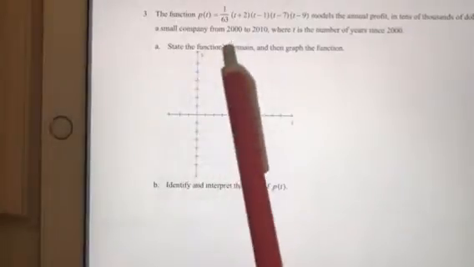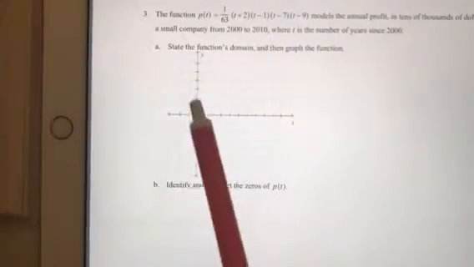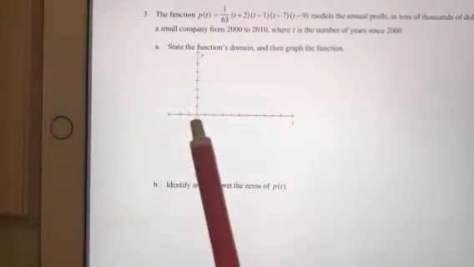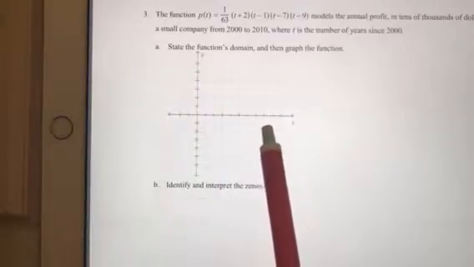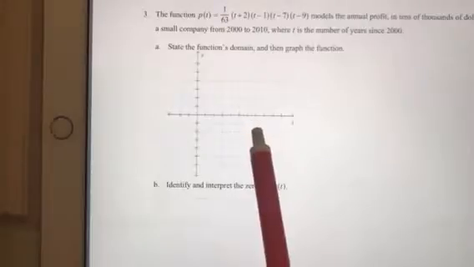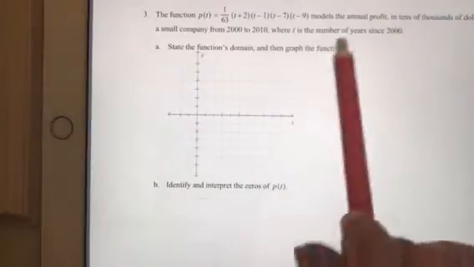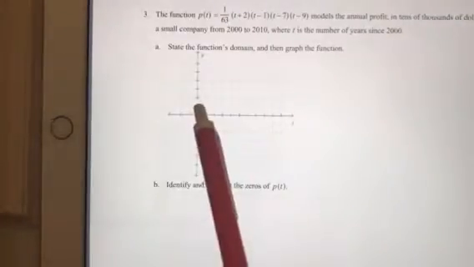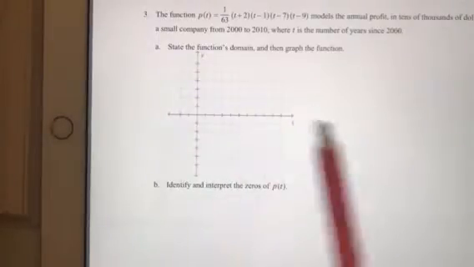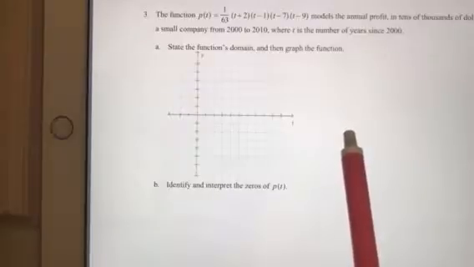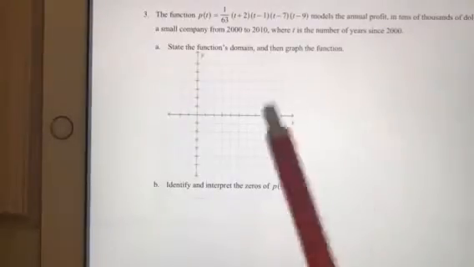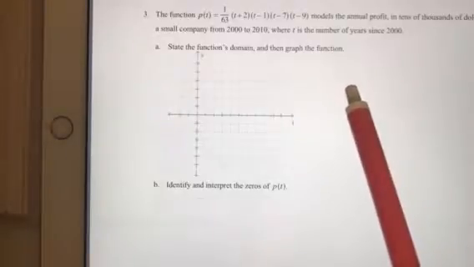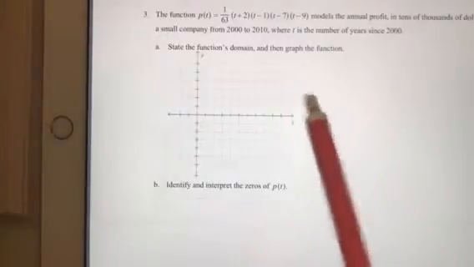They are talking about 2000 to 2010. So when I talk about the domain, my domain is starting in the year 2000 and it's ending in the year 2010. That is my domain. Domain is where T is the number of years since 2000. So that means 2000 is 0. So that's 0 to 10. It doesn't make any sense to graph anything outside of that because we're not going above 10 years after 2000, and we're not going below 0 because that would be negative and we don't go back in time.